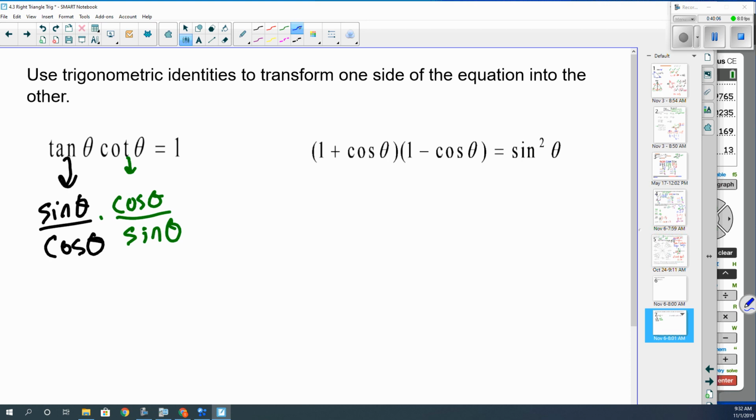So now just doing normal math, cross-canceling, this sine theta could cross-cancel with that sine theta, which leaves me with a 1. I could cross-cancel that cosine with that cosine, which leaves me with a 1. So I get 1 times 1 over 1 times 1.